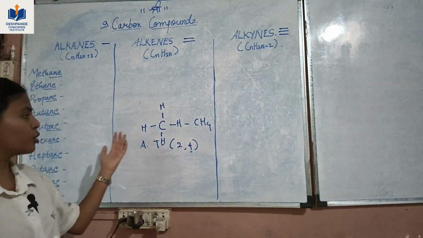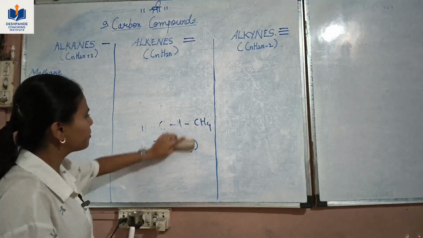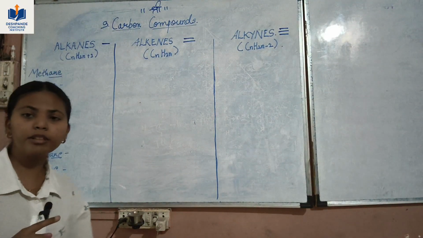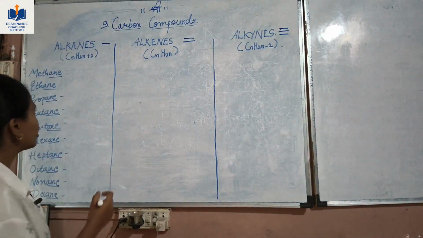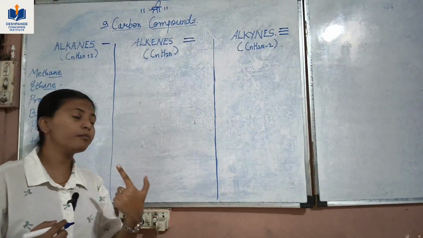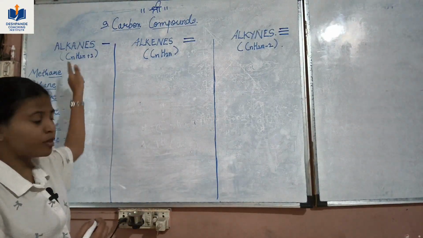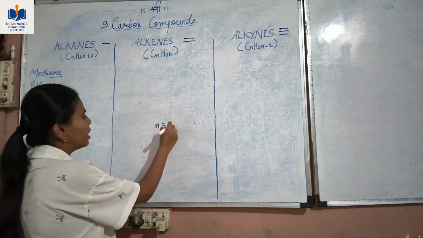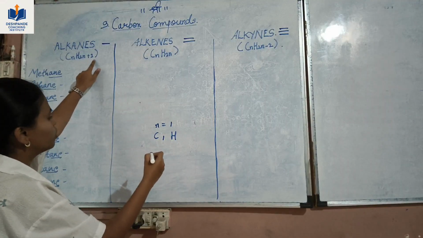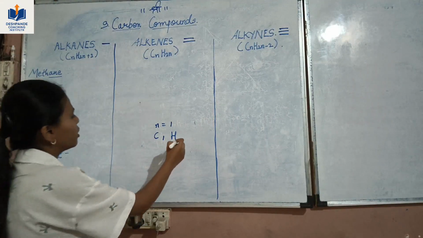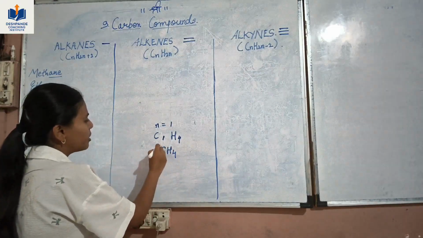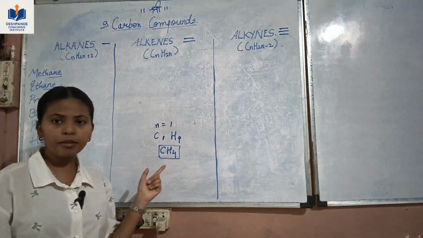So we'll see what these groups exactly are. In alkanes, carbon forms only single bonds with the hydrogen atoms, like in CH4. The formula is CnH2n+2. We have to put the number of carbon atoms in the place of n. If I put n equal to 1, the formula will be C1H2 into 1 plus 2, which is 2 plus 2, 4. C1 we don't write, so the formula for the first carbon compound is CH4, which is nothing but methane.